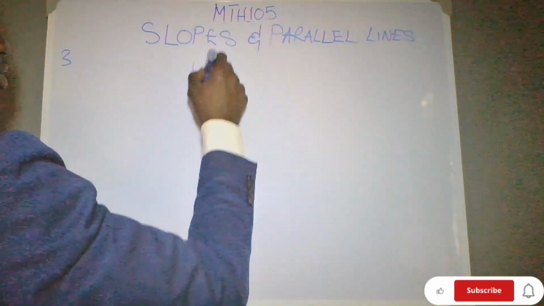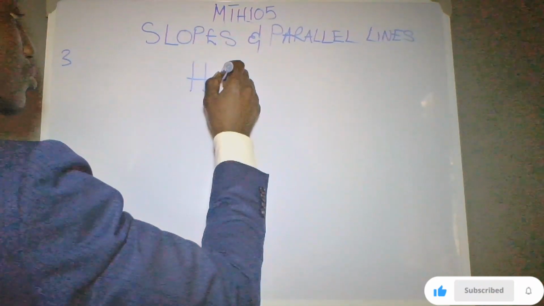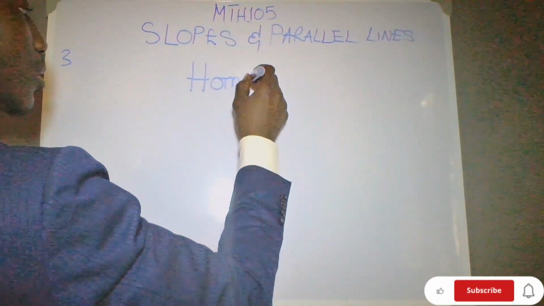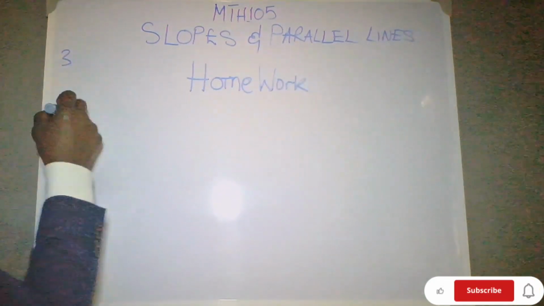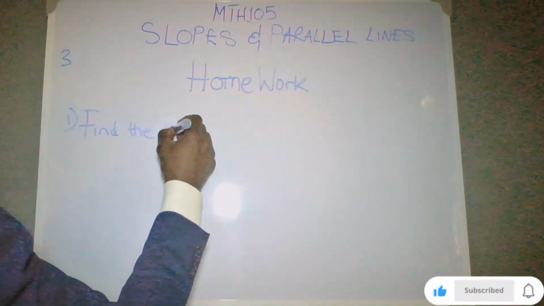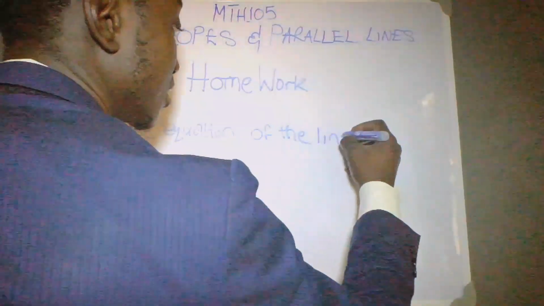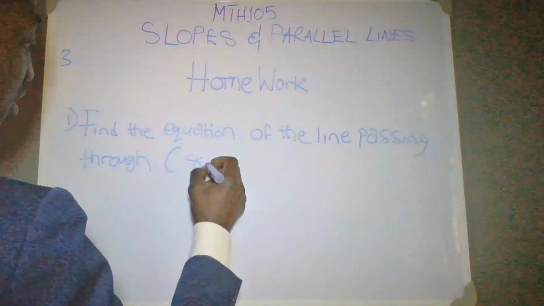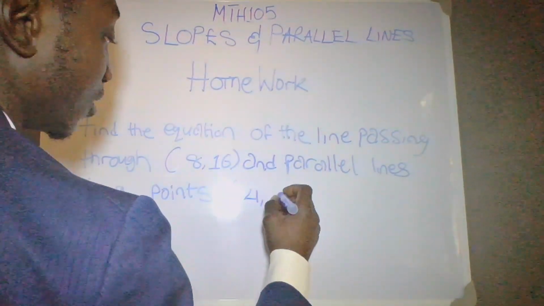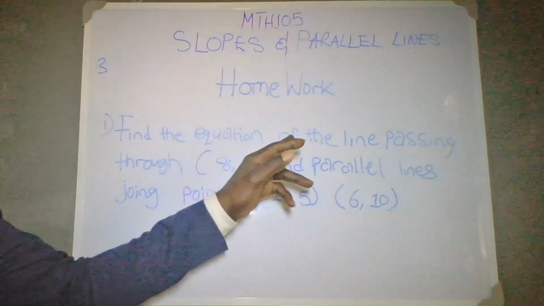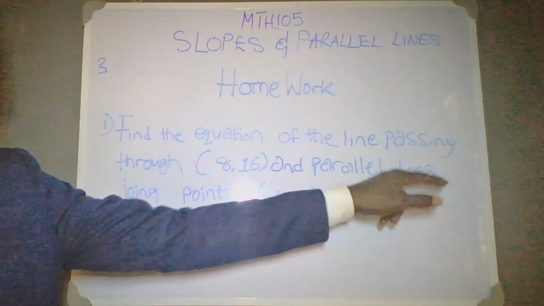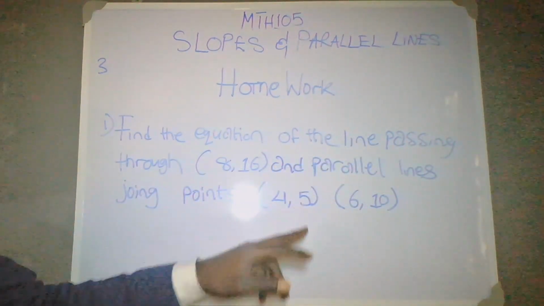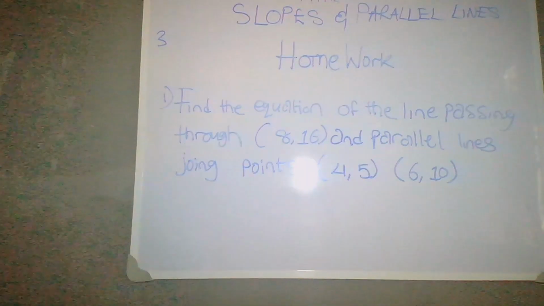Homework, something we can work on in our leisure time. It's going to be 1. Find the equation of the line passing through 8 and 6 and parallel to the line joining the points 4 and 5, 6 and 10.